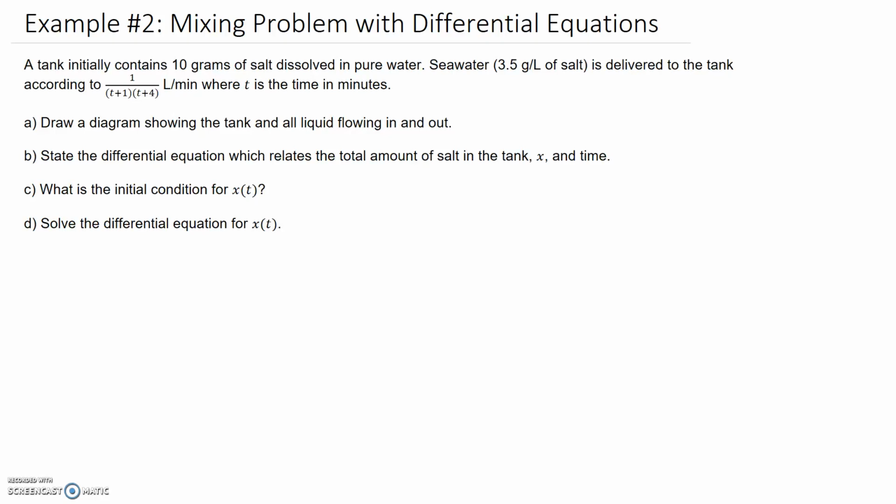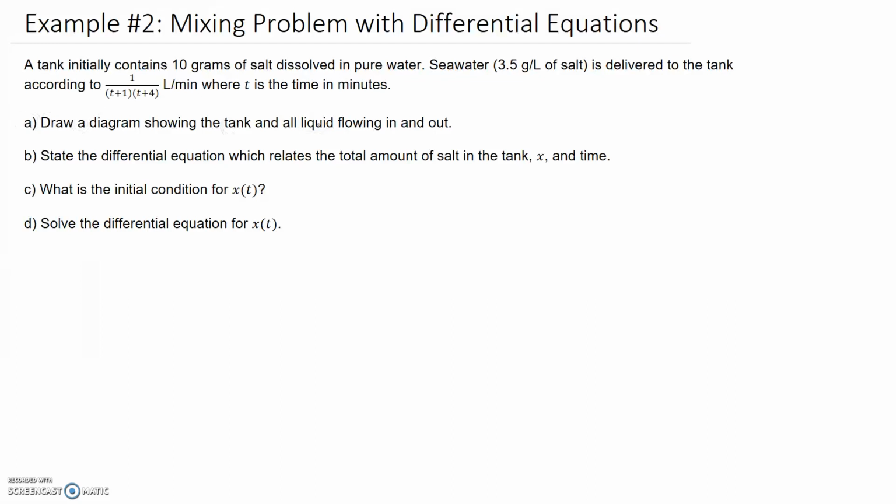So in this example, we have a tank which initially contains 10 grams of salt dissolved in pure water, and seawater, which has a concentration of 3.5 grams per litre for the salt content, is delivered to the tank according to this equation, which is the flow rate in litres per minute, and it's a function of time in this equation, which is measured in minutes.